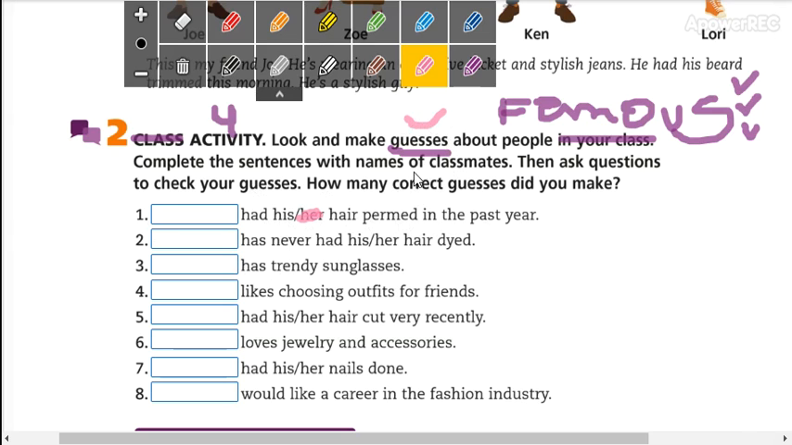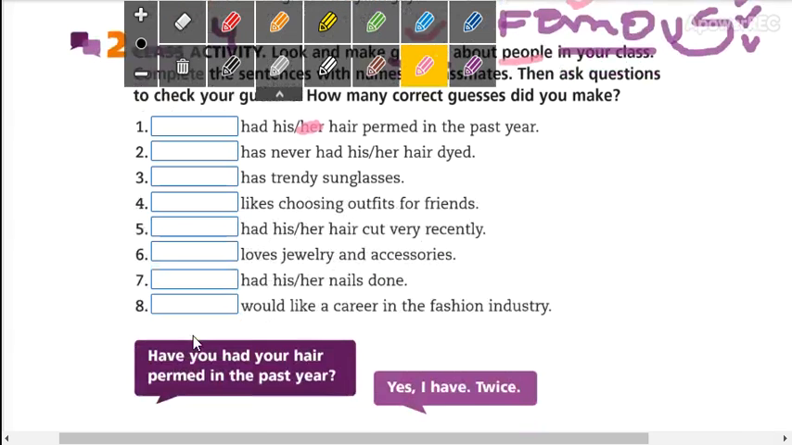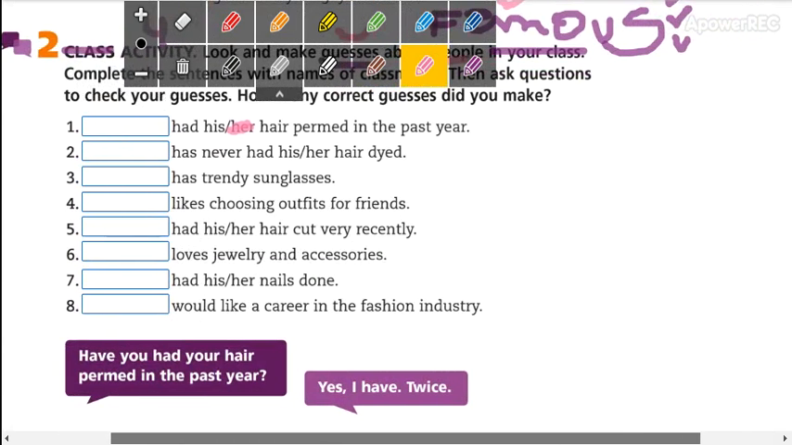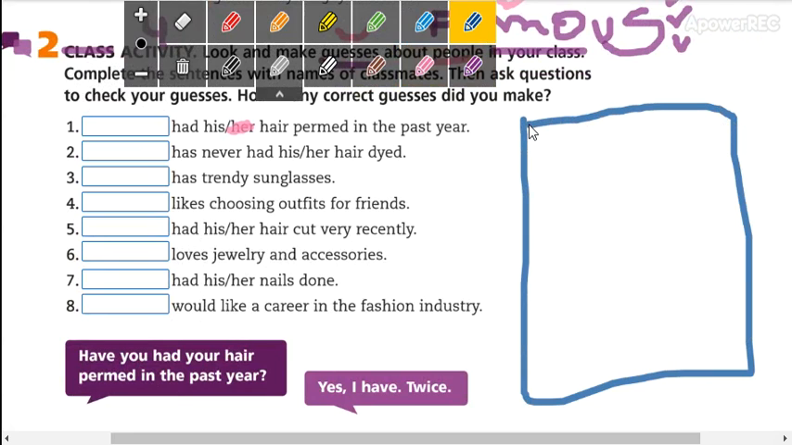Es mi suposición. Ojo, no necesariamente tiene que ser correcta la suposición que hagan aquí. About famous people. So when you finish this, writing all your names, you're going to write questions in a piece of paper. You're going to write 8 questions from number 1 until number 8.